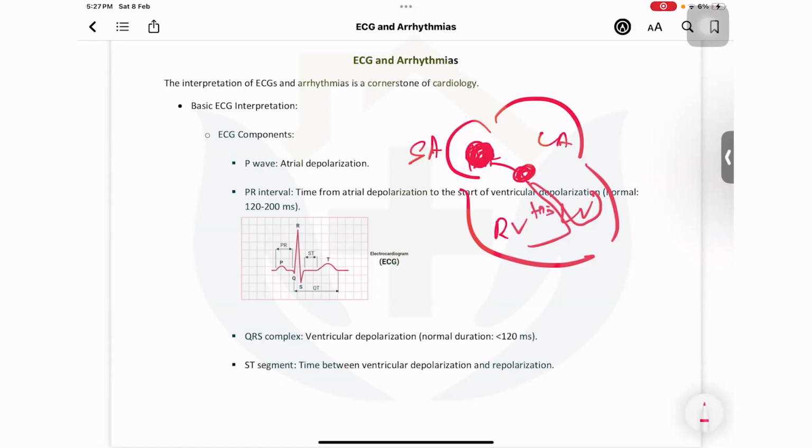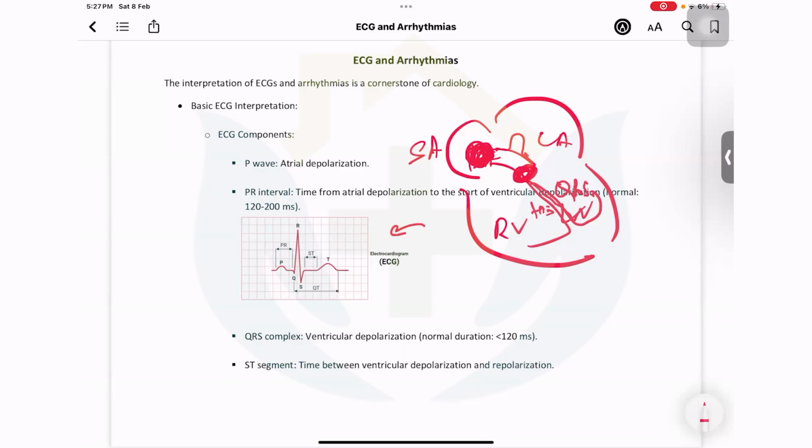When the wave travels from SA node to AV node, we have a P wave. This is atrial depolarization, and then there is some delay here, and then it becomes QRS here. And then the repolarization is the T wave, as you can see in the ECG drawn here.